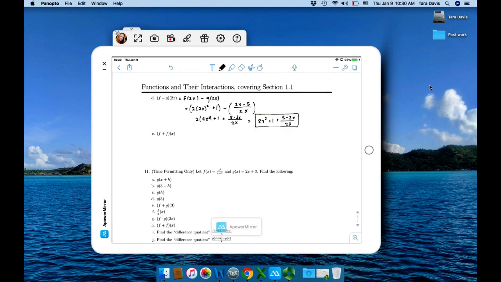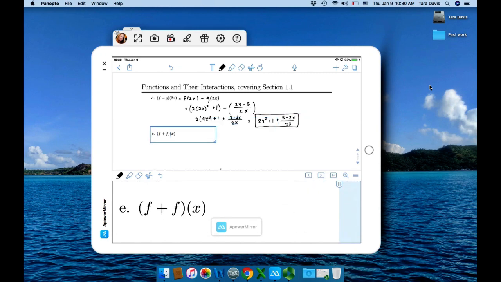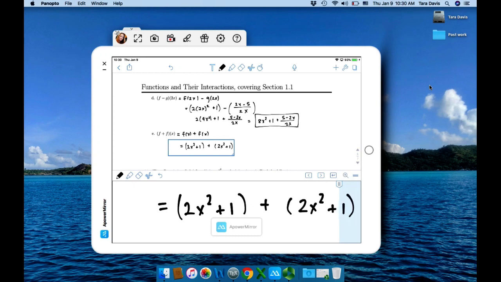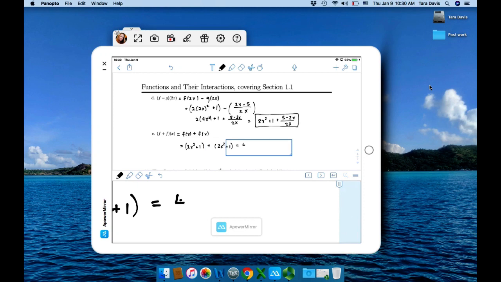Okay, and then lastly, for part E, you can even have something plus itself. So this would be f plus f of x, by definition f of x plus f of x, which is equal to 2x squared plus 1 plus 2x squared plus 1. So totally 4x squared plus 2 after it simplifies.